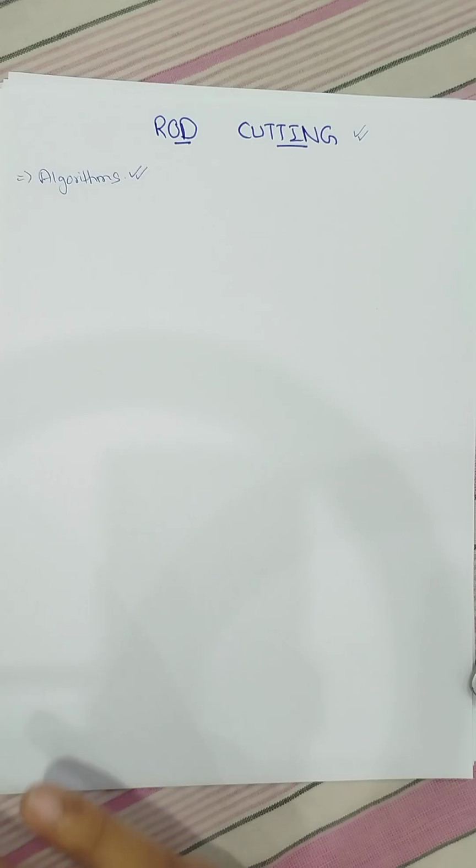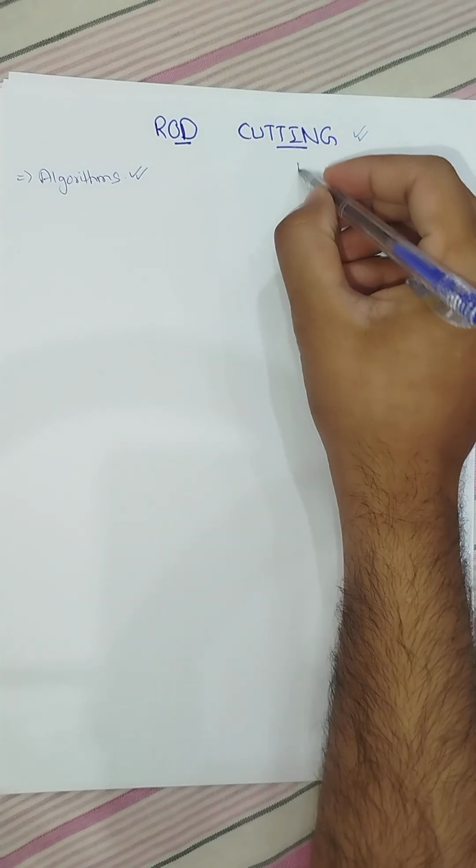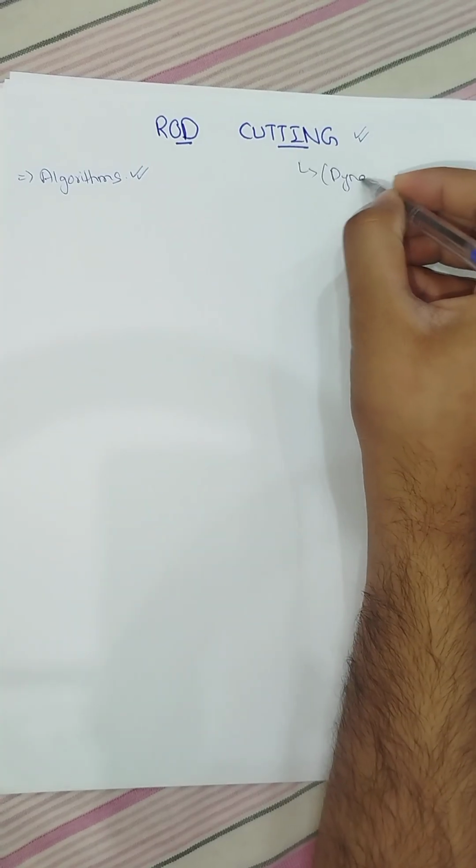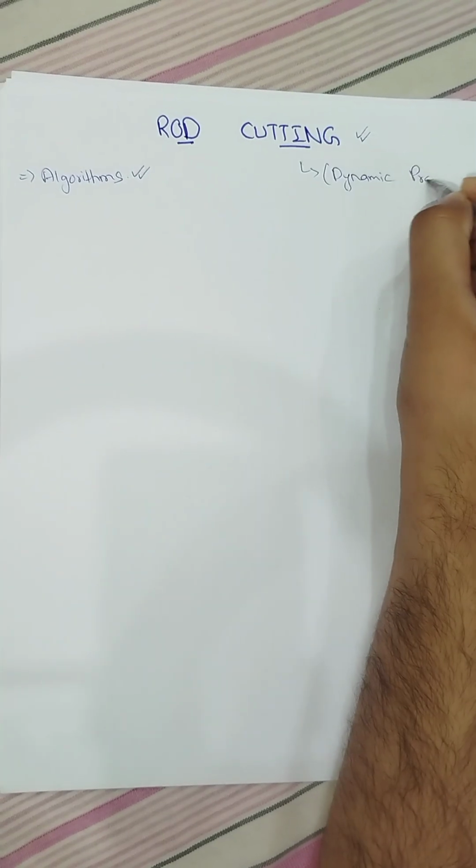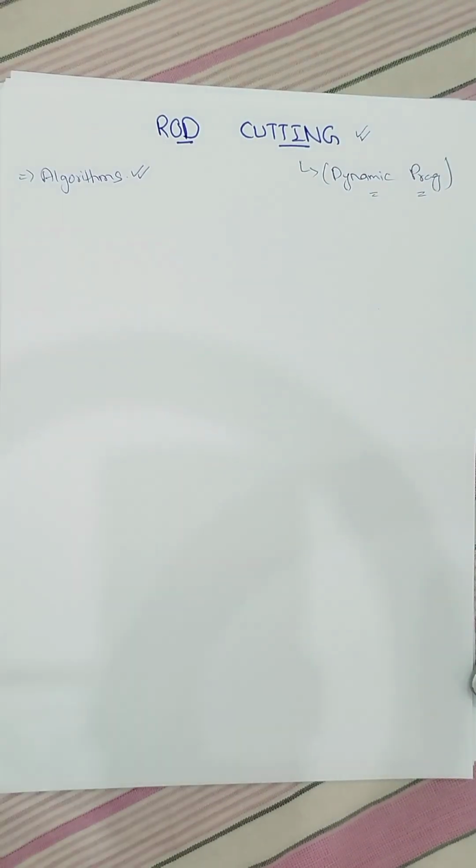It is quite a good algorithm for deep understanding of the dynamic programming approach. It is based basically on the dynamic programming approach. We will make a video about dynamic programming later in this course, but today our main goal is to discuss the rod cutting problem.